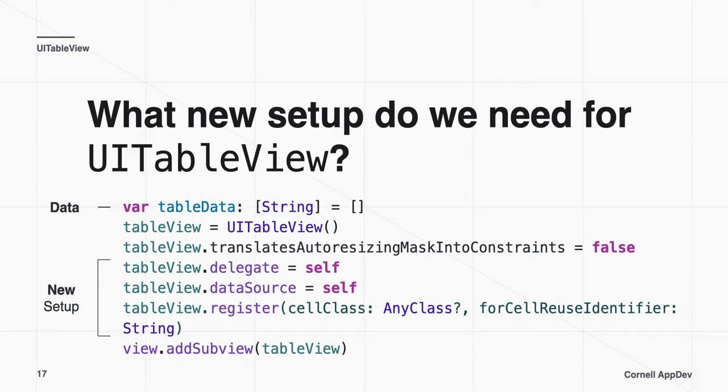And then you will also have to register a cell for the table view. Each table view could have different types of cells, and you have to say that I want to use this cell class for this table view. So that's what you do with the register.